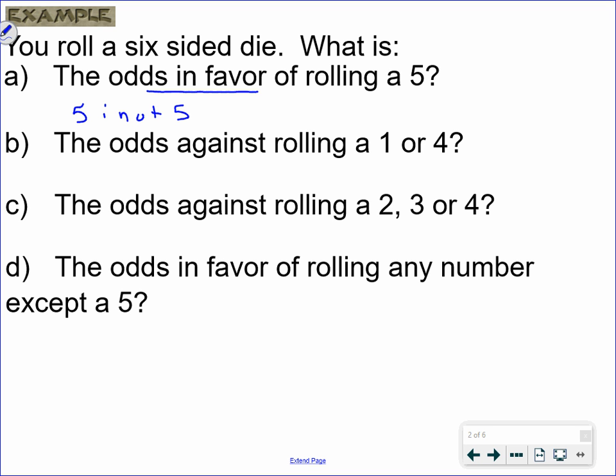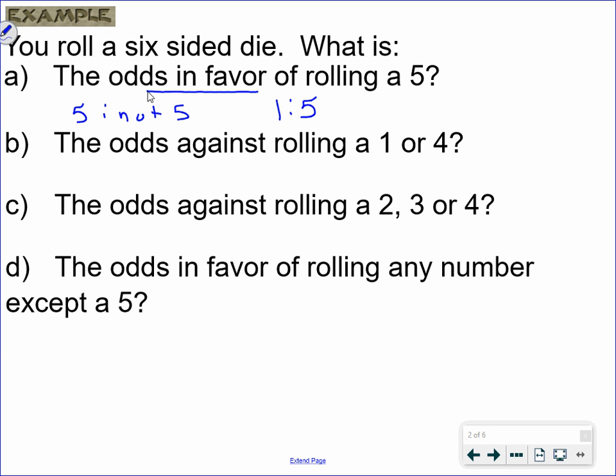So in our 6-sided die, how many times can we roll a 5? 1 time. Compared to how many times will we not roll a 5? That would be 5 times. So there are 6 possibilities. So if we roll a 5 once, we won't roll a 5 times.